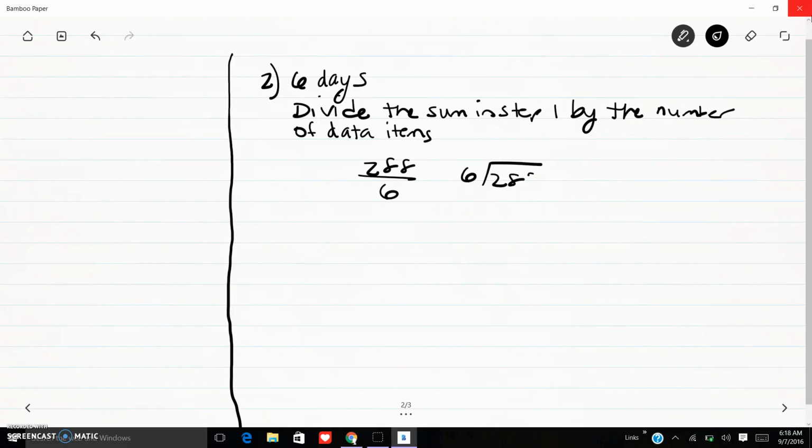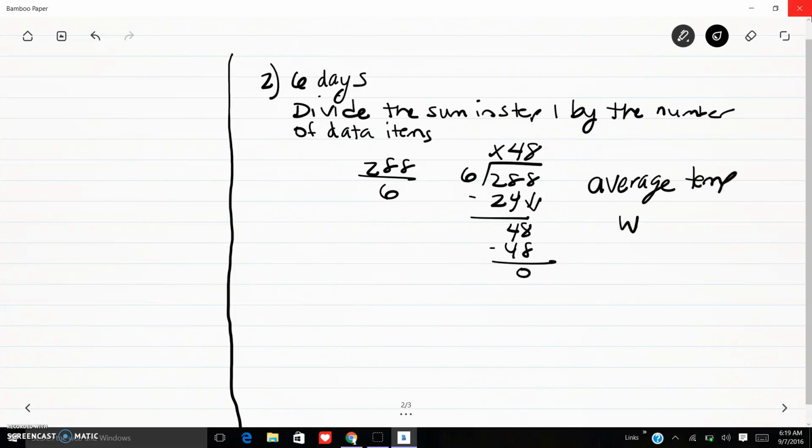Do the math. Six goes into two. Nope. Six goes into 28. Four times. Six times four is 24. 28 minus 24 is four. Six goes into 48. Eight times. Six times eight is 48. Okay, so my average temp was 48 degrees. Okay, let's do another example.